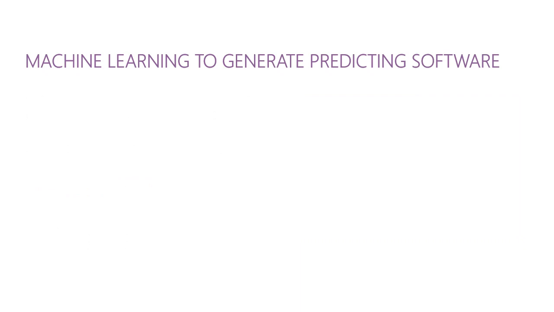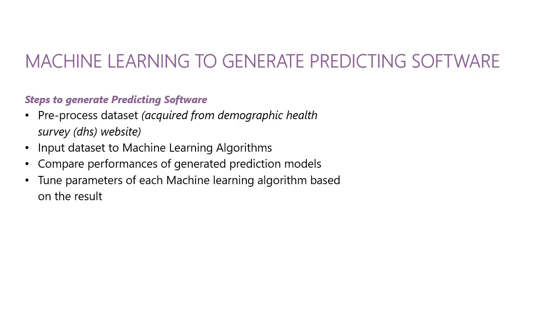To generate the predicting software with machine learning algorithms, we did a number of steps. First is the pre-processing of data. The dataset was acquired from the Demographic Health Survey website, or DHS, which is publicly accessible if you sign up for an account. Then we input the dataset to the machine learning algorithms for testing and training. After the models were generated, we compared their performances with each other, and if applicable, tuned the parameters of each machine learning algorithm based on the result. The tuning part is to see whether we can get a better result or a more accurate model by tuning the parameters.